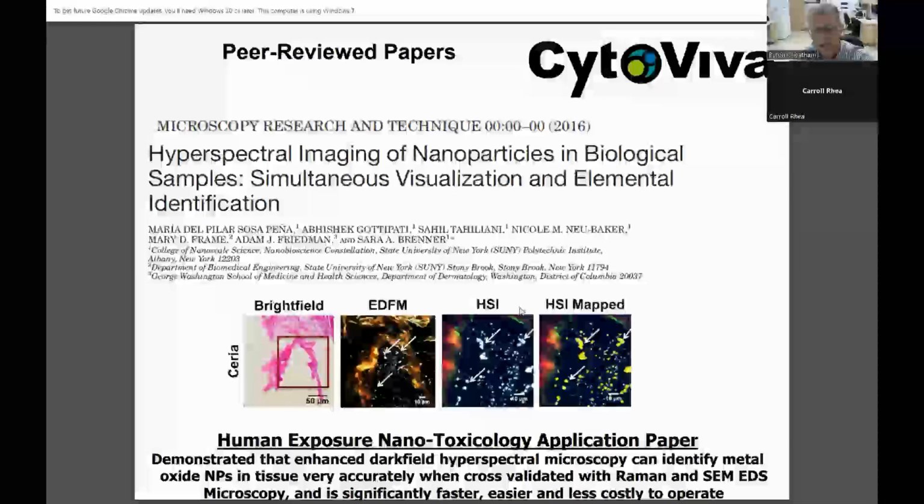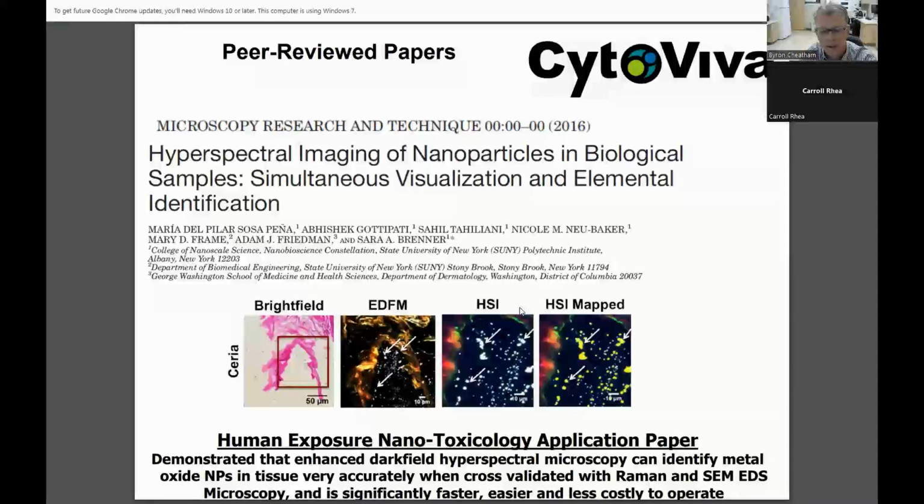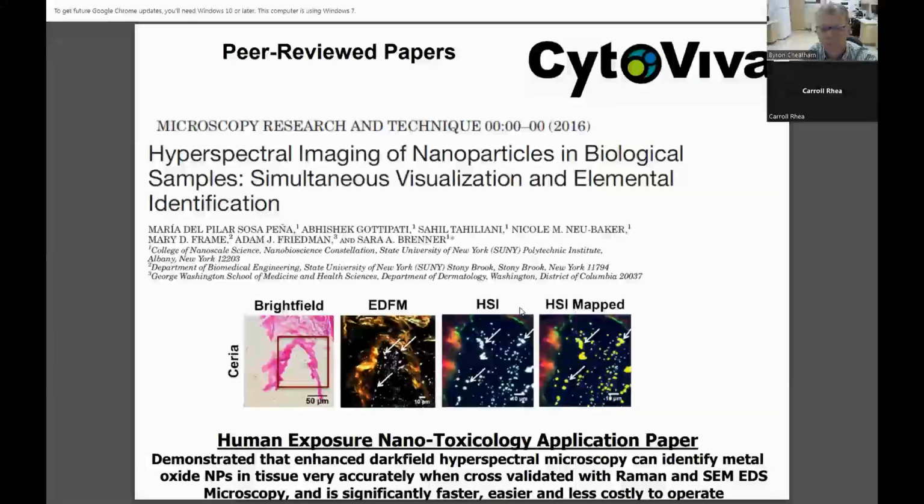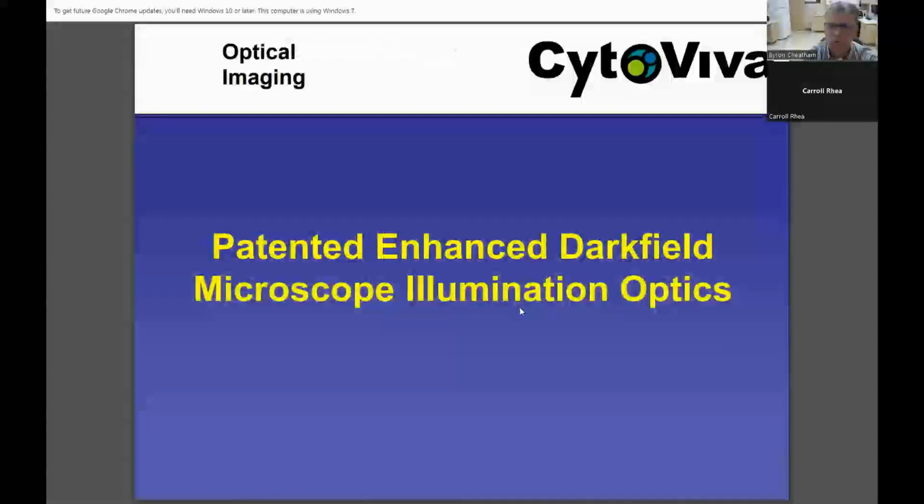And then finally, Dr. Sarah Brenner at SUNY Albany and the Nanoscale Nanofab Center there in Albany in New York State published a paper looking at metal oxide nanoparticles, in this case focusing exclusively on tissue. And this is a human exposure nanotoxicology related study, but I just wanted to take you through some examples to give you some very specific applications for how the technology and the system is utilized.